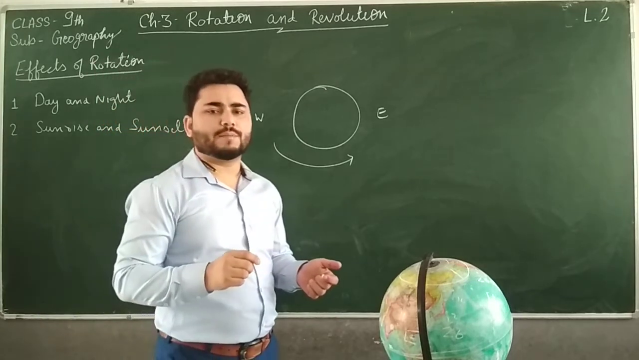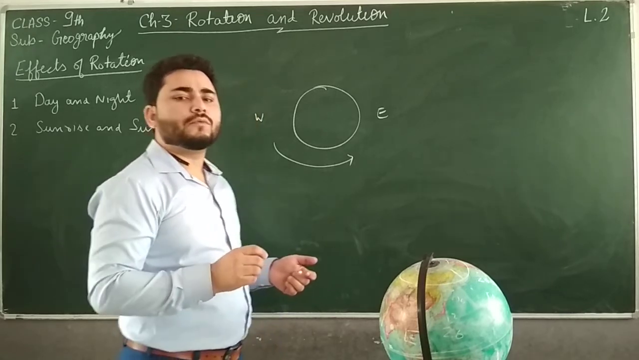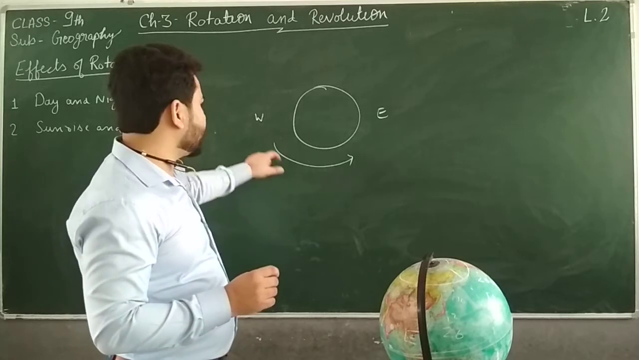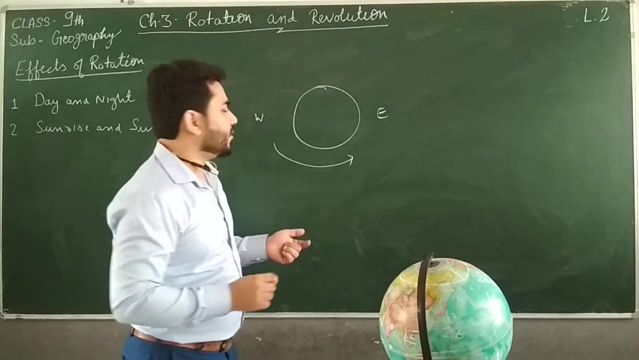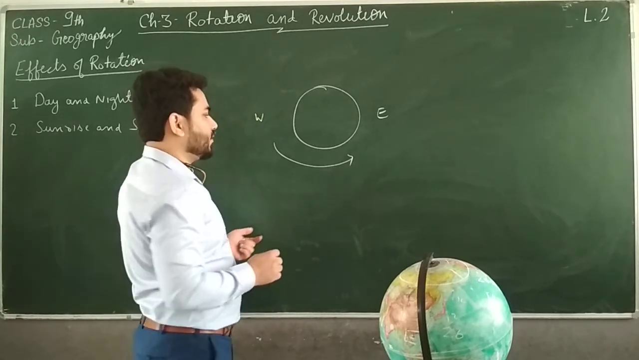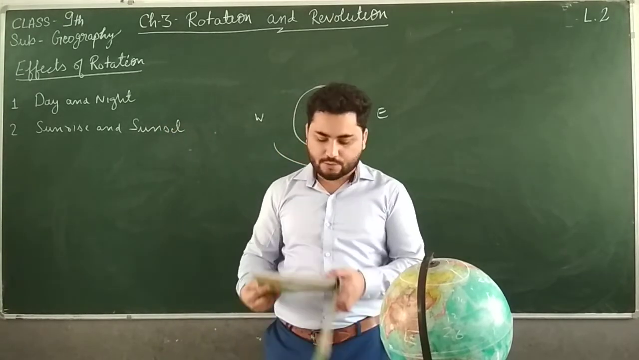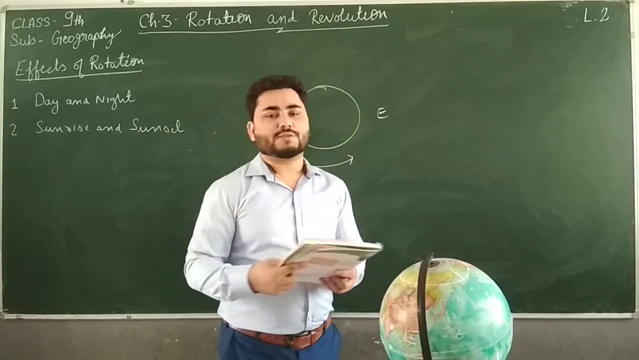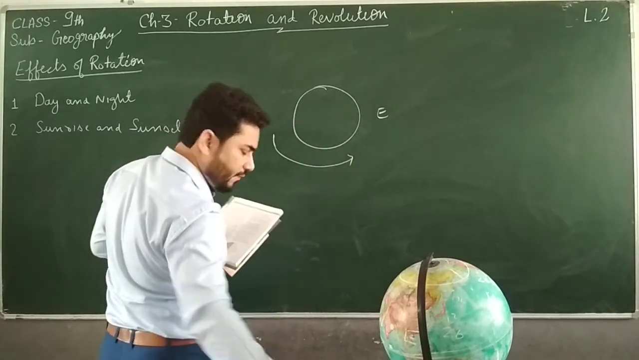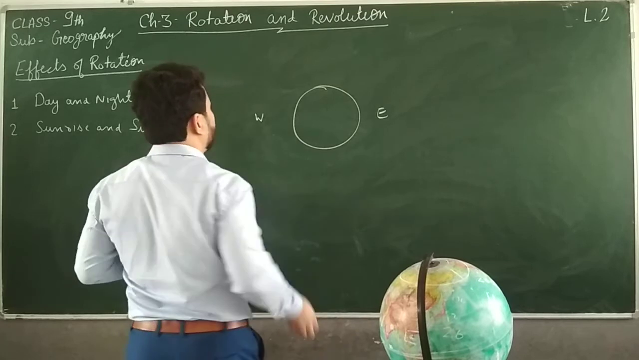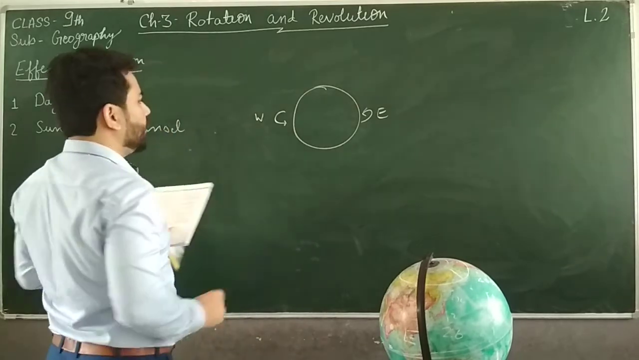Like you move in a bus, then the trees on the sides of the road appear to move in the opposite direction to the one you are moving. So likewise, earth is rotating from west to east. So the sun will appear to rise from east and move from east to west. Clear? So sunrise and sunset are caused by the rotation of earth from west to east. I have already told you rotation is from west to east. Earth is rotating this way, from west to east.